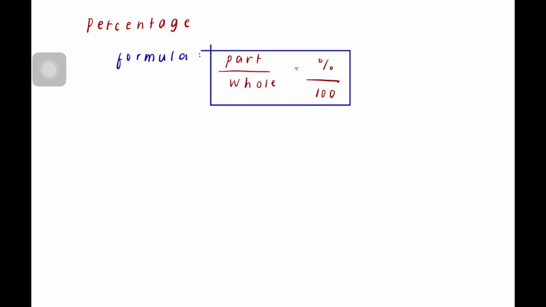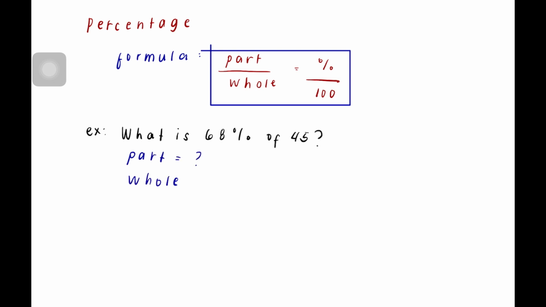Going deeper, we're going to discuss the percentage formula, which is part over whole equals the percentage over 100. A problem I remember that showed up in my HESI was, what is 68% of 45? To answer this, we must obviously use the percentage formula. So the whole and the percentage are given, which means we have to look for the part.